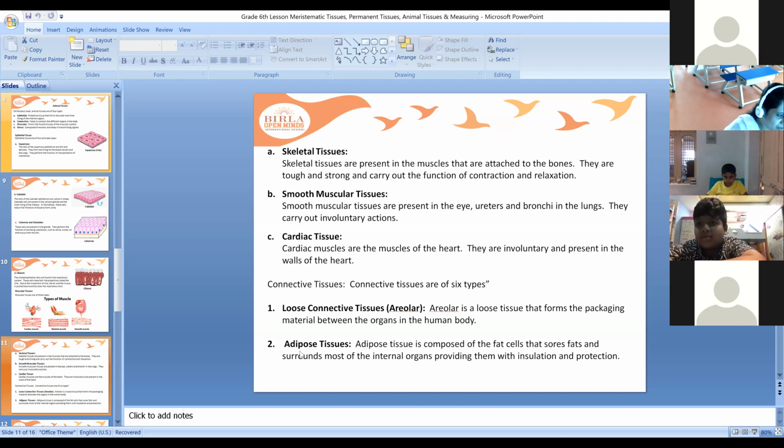Remember, underline these: loose connective tissue and adipose tissue, underline it completely. They are really important. And the cardiac tissues also, underline, children. This is a really important point to remember. Just one second, I'll underline for you. Underline all these because these are all important. Underline it with the pencil, children.